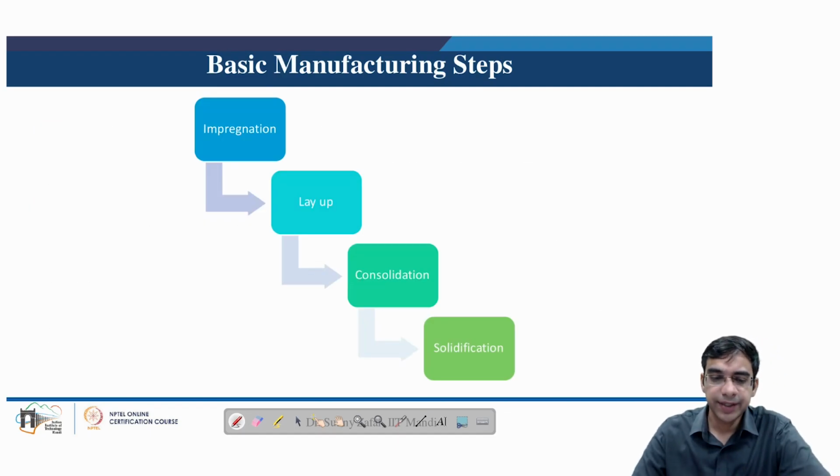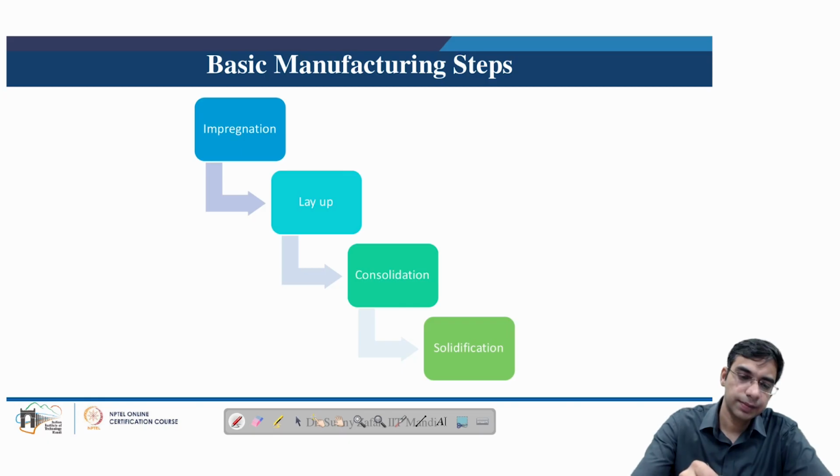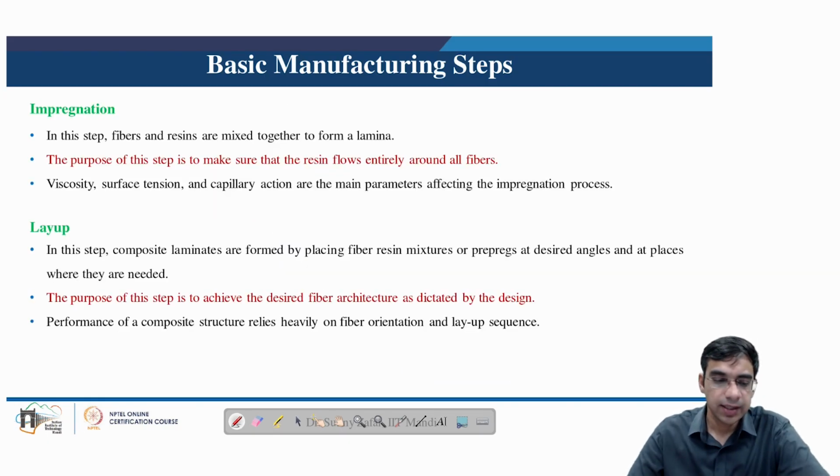Now, if we look at the basic philosophy of manufacturing processes for polymer matrix composites, they utilize four steps, which include impregnation, layup, consolidation, and solidification. We will see in detail what each step means. Impregnation is the step in which the fiber and resin are mixed together to form a lamina. The purpose of impregnation is to make sure the resin flows completely around all the fibers. Viscosity, surface tension, and capillary action are the main parameters that affect the impregnation process.